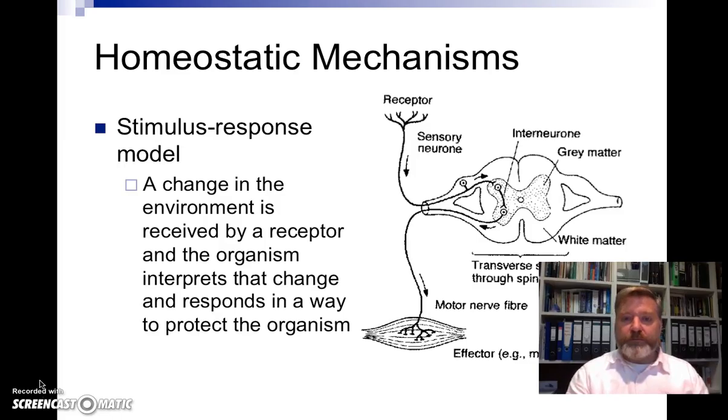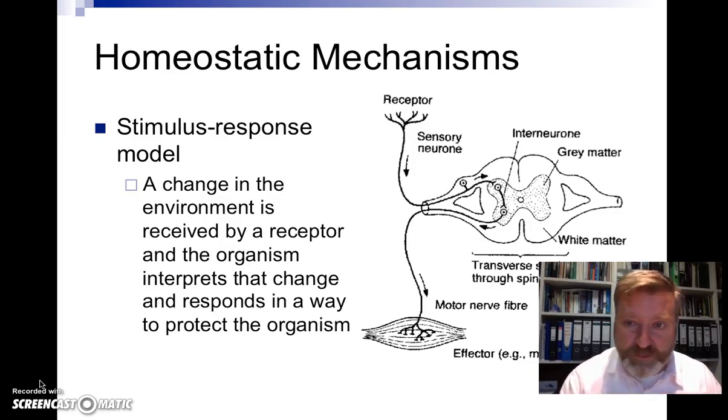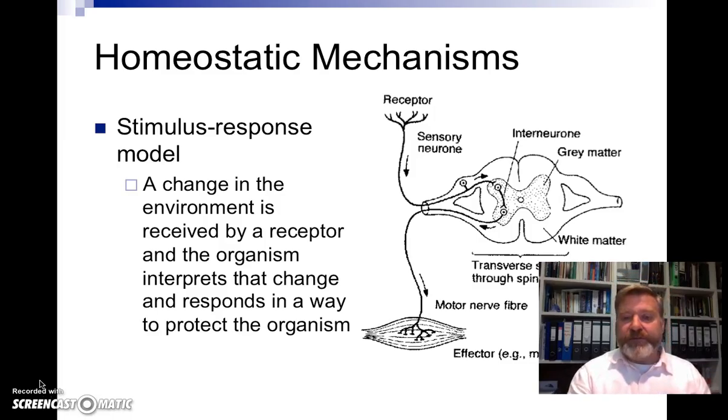So the classic homeostatic mechanism is described as a stimulus response model. And we see that in the reflex arc. There's a nice picture of a reflex arc just there. So the receptor could be a pain receptor, could be a heat receptor. It receives information from the environment, so it receives the stimulus.